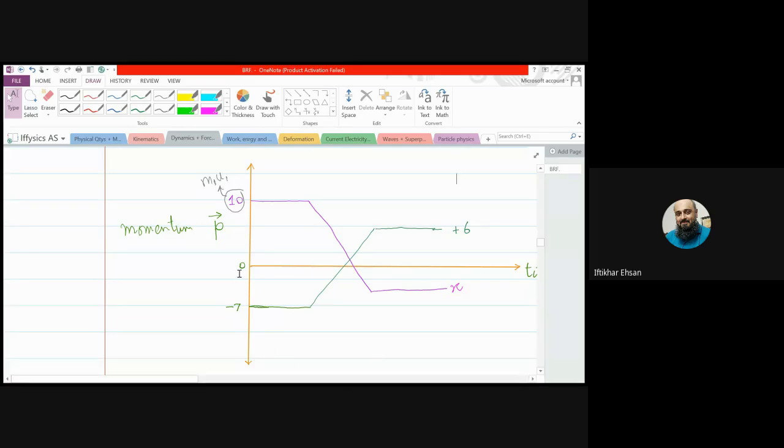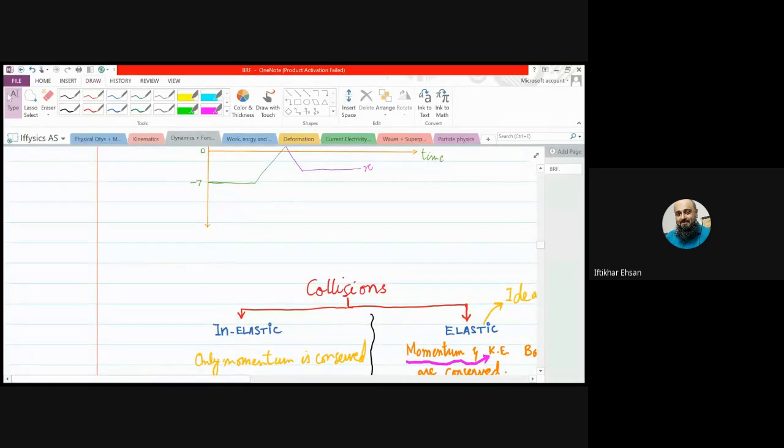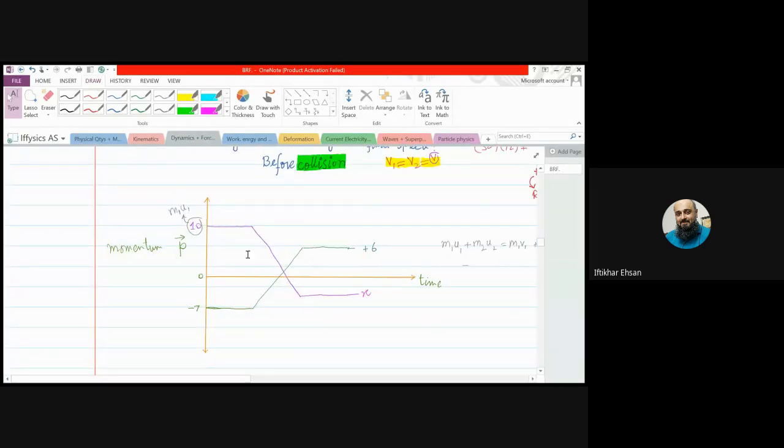Beta, here we have a question. A first object was having a momentum. This is a momentum-time graph, and the first object was having a momentum of 10, and the second object was having a momentum of -7. They collide with each other, and after collision, the momentum of the second object changes to +6. What will be the momentum of the first object?